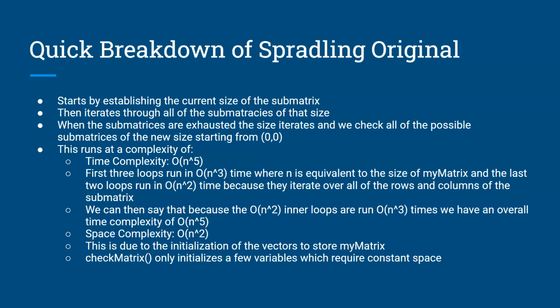So Dr. Spradling was kind enough to give us a brute force algorithm to get us started. I'd like to review that just a little bit. I'll talk about it and then show it. It starts by establishing the current size of the submatrix, and then from there, it iterates through all of the submatrices of that size. When all of the submatrices of that size are exhausted, we iterate the size, and we check all of the possible submatrices of this new size, starting again from our beginning coordinates of 0, 0. I'll show it to you now.